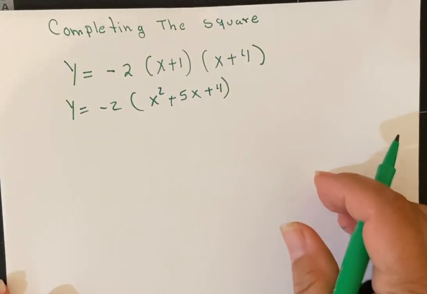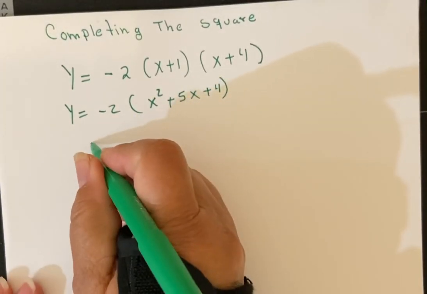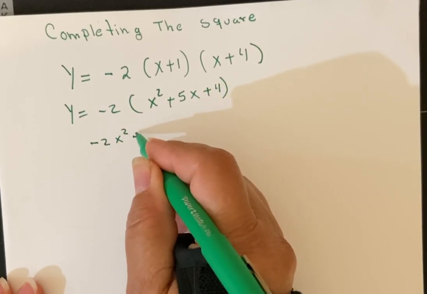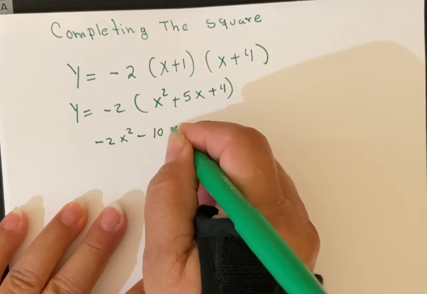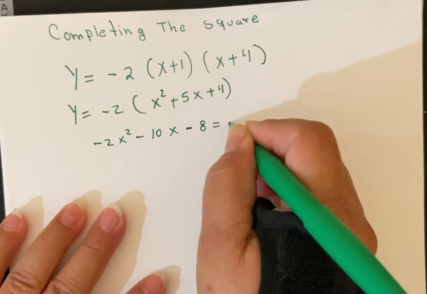Now, I want to distribute the negative in here. So I'm going to end up with -2x squared. And then plus, minus 10x. And then minus 8 equals 0.